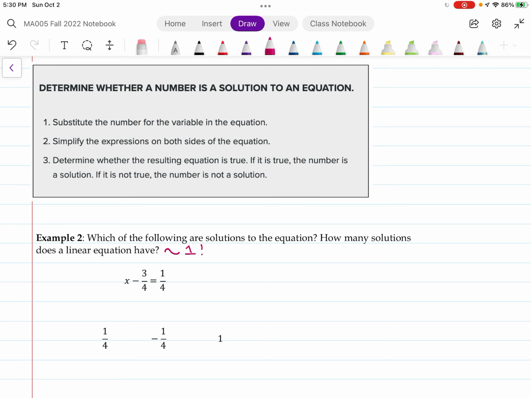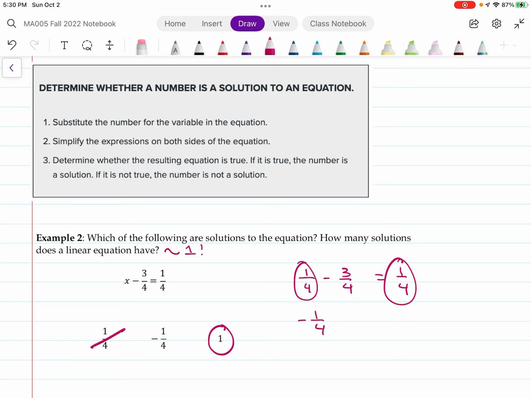So think about this logically. What could we subtract from 3/4 to get 1/4? Hopefully you see that the answer is 1. But if you did not, what you would do is plug in each one. 1/4 minus 3/4 equals 1/4. Well, is that even possible? No, it's not possible. You have 1/4 on both sides. You're subtracting 3/4 from one of them but not the other, so it can't be equal. So that one is not equal.